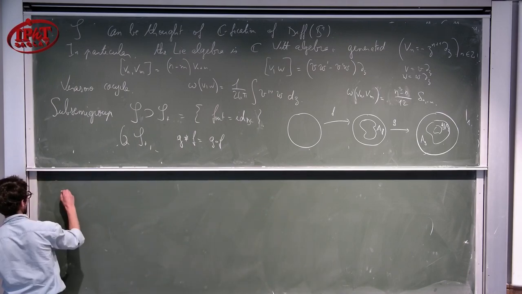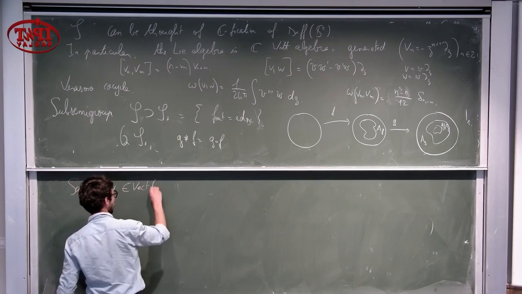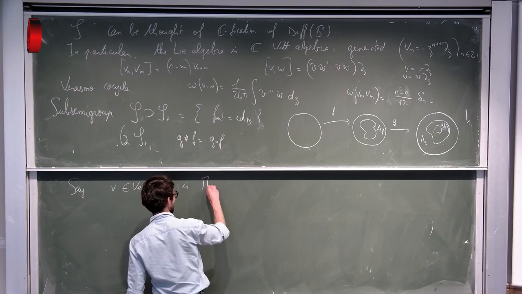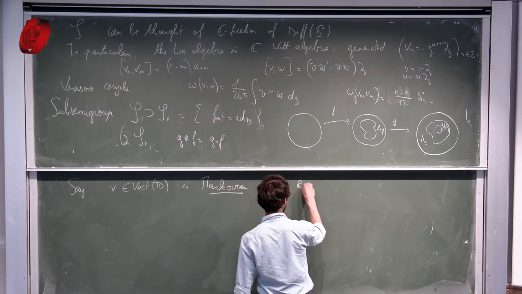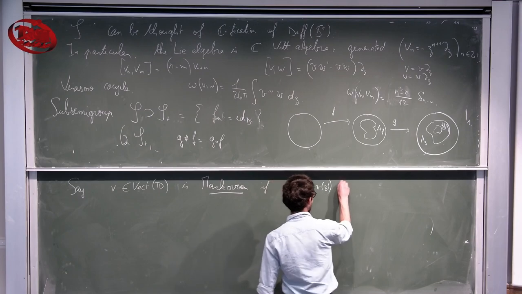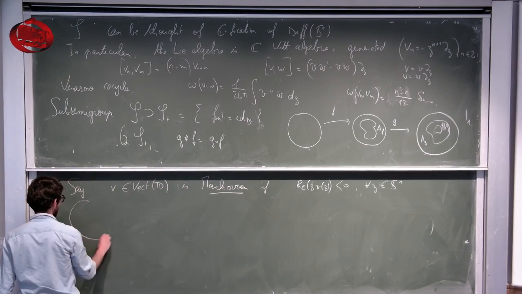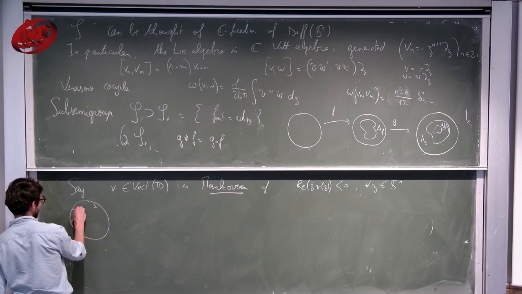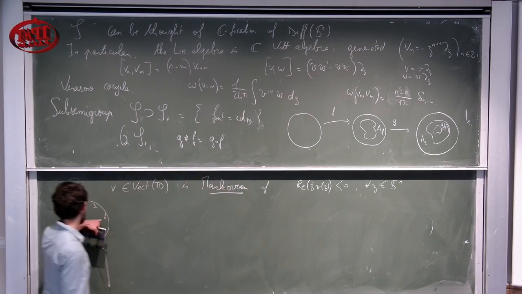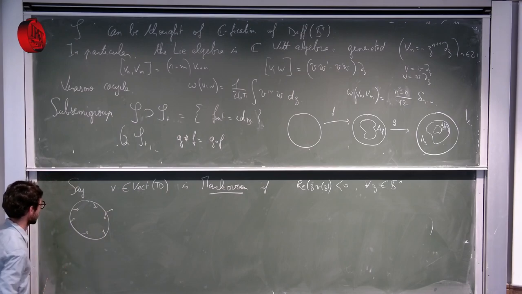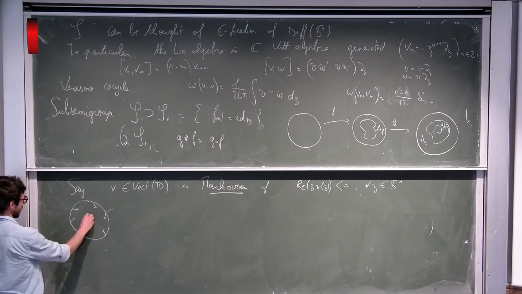Another fact. First, we say that a vector field V in the unit disk is Markovian if the real part of Z bar V of Z is strictly negative for all Z in the unit circle. What does it mean geometrically? It means that on the unit circle this vector field is pointing inwards. Because this is just the inner product of these arrows with this one, and it's going to be negative, so they're pointing inward.